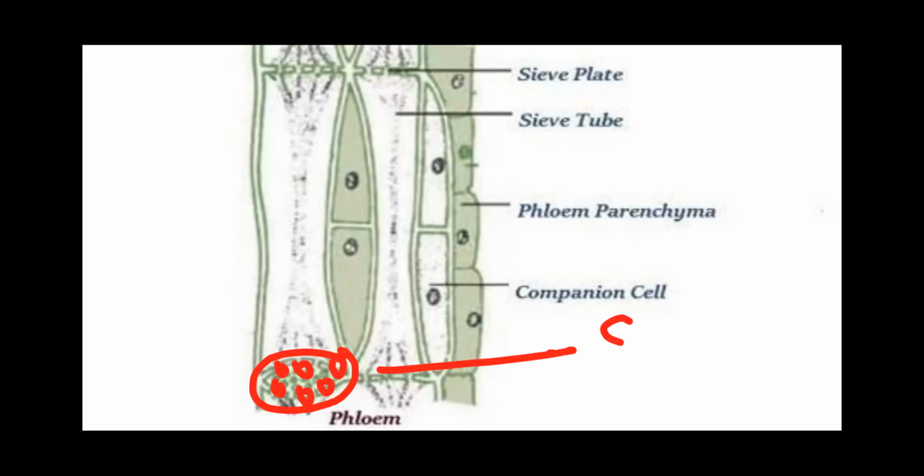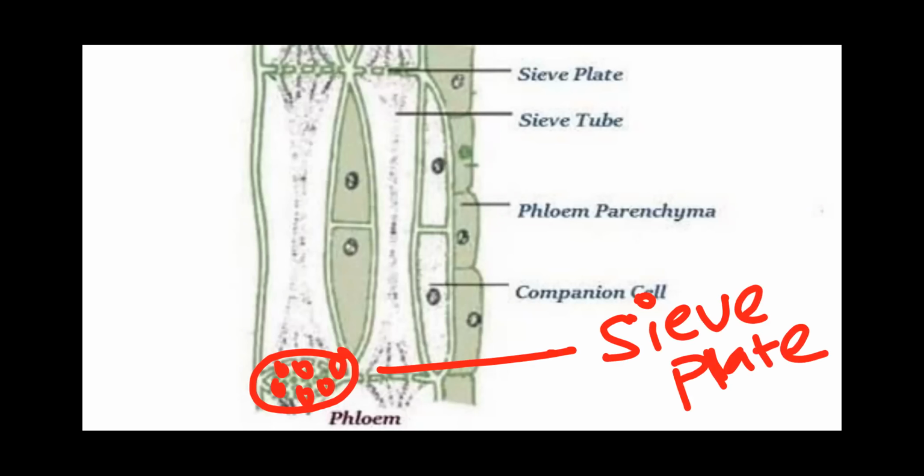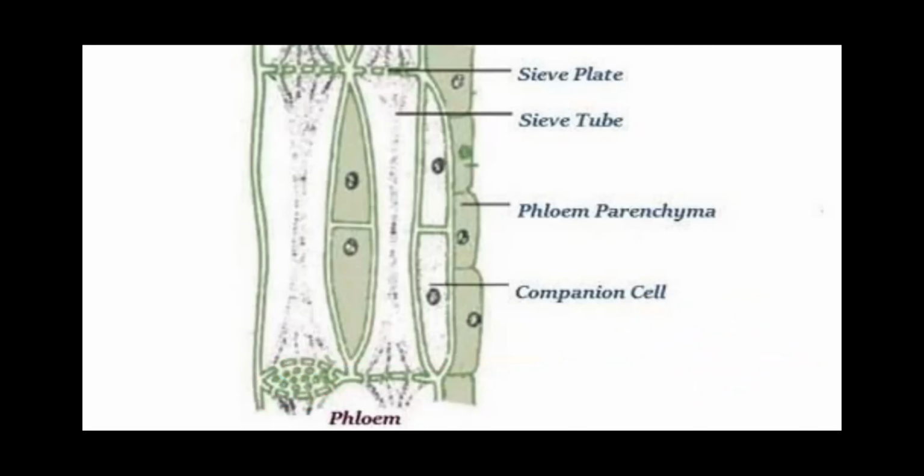They are called sieve plates. These perforated end walls of these sieve tube elements are sieve-like structures, known as sieve plates. It's via these sieve plates that conduction of organic food in the form of protoplasmic strands occurs. The material is transported from one component to another one. That is how in the sieve tube the transportation will take place.